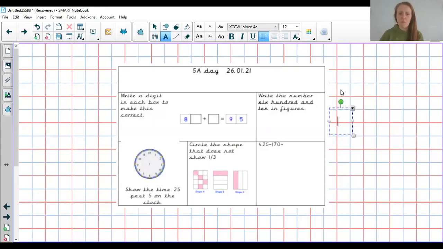Okay, hopefully you're all done. Remember, you need a green pen or a different colour pencil for marking. Put your normal pencil to the side and mark your 5 a day honestly. If you get it right, you get it right. And if not, we know that you've got something to work on.